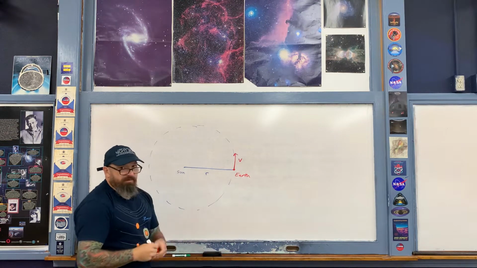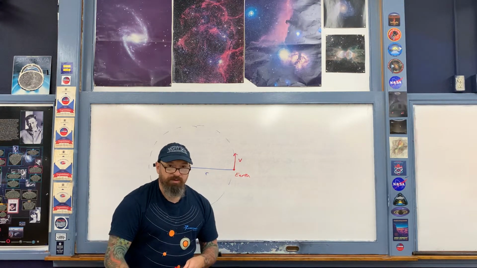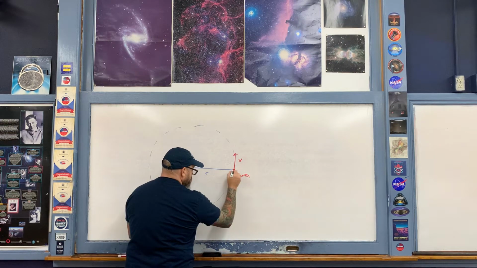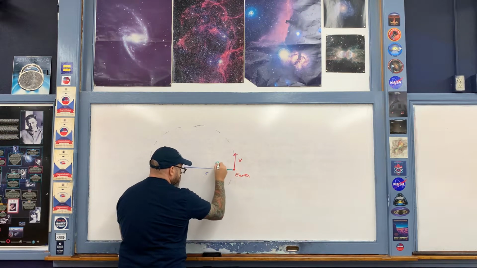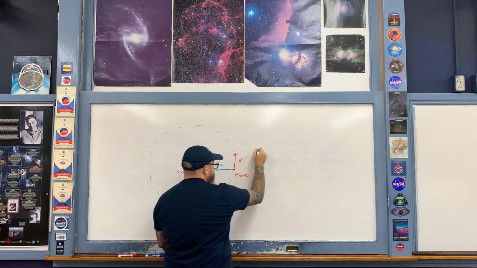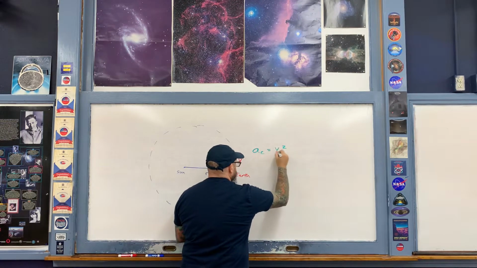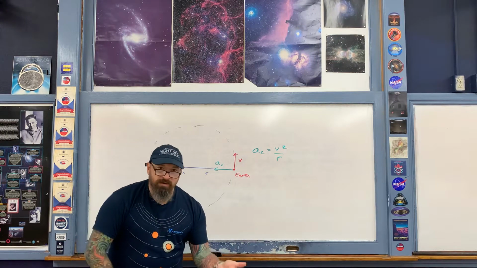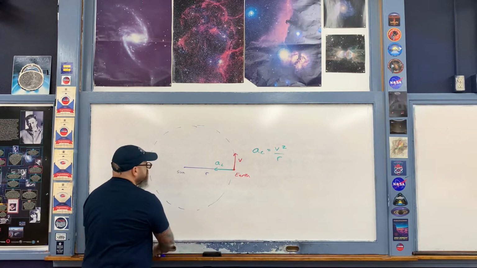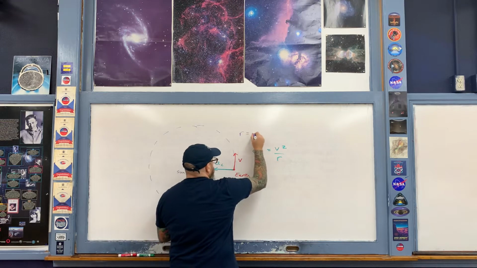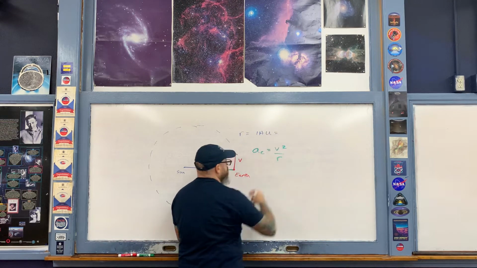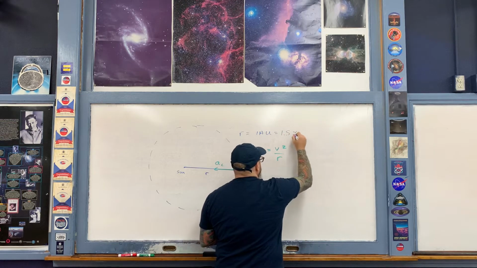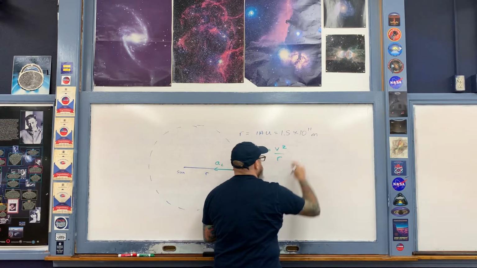Now recall from my derivation of the centripetal acceleration that the centripetal acceleration vector is inwards towards the center of the circle. It's inwards towards the Sun like so. That's a sub c. The centripetal acceleration is equal to the speed squared divided by the radius. Now we are given the radius of the orbit here as 1 AU. 1 AU is equal to 150 million kilometers. This is equal to 1.5 times 10 to the 11th meters.